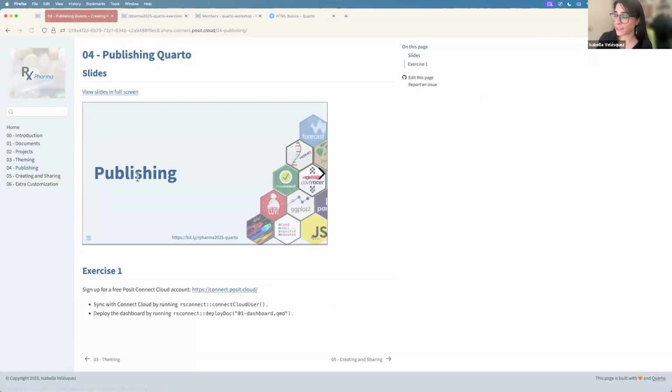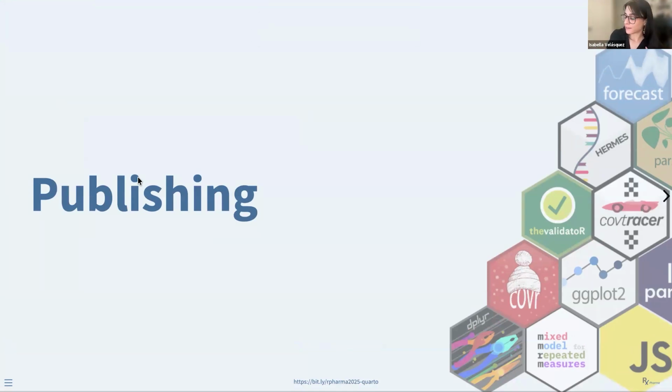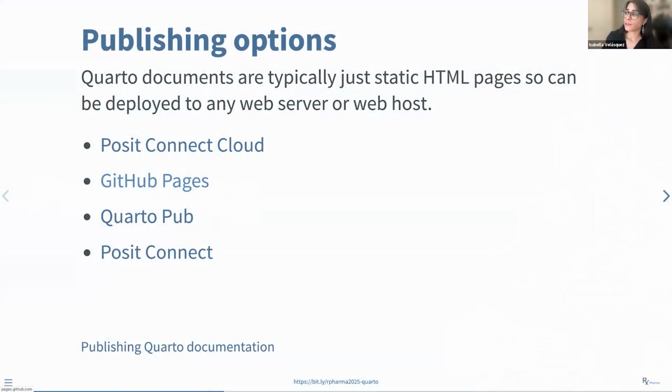So somebody asked earlier, how can we publish these and share them with others? There are a lot of different options in terms of how to do so. If your Quarto document is a static HTML page, you can host it on anything that can be deployed to a web server or web host. So GitHub Pages, QuartoPub, Posit Connect, these are very common ones. The one I want to talk about specifically is Posit Connect Cloud, which is, again, another relatively new product from Posit that allows you to deploy a variety of different apps.